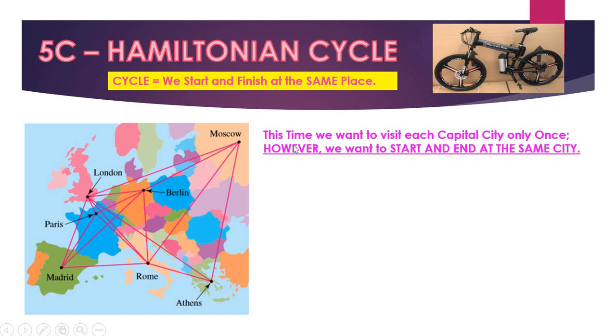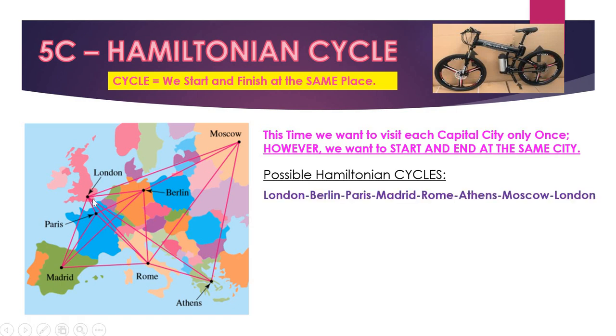This time we want to visit each capital city once, but we want to start and end at the same city, all right? So this time we're doing what's called a Hamiltonian cycle, but it's a very similar idea. Possible cycles are we could start in London, go to Berlin, then down to Paris, then to Madrid, then across to Rome and to Athens, up to Moscow, and then fly back to London, okay? So that way we started in London and ended at the same place in London, so that's a Hamiltonian cycle. It's very much the same as a path, it's just that we have to make sure we start and end at the same place this time.